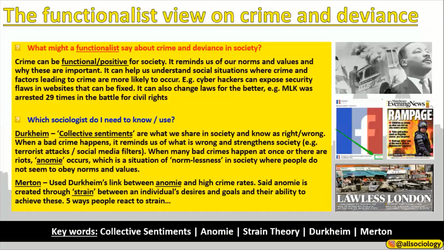Now we're going to move on to Merton. Robert Merton, a 20th century functionalist, used Durkheim's link between anomie and high crime rates and said that anomie, this time of normlessness when we have more crime, is created through what he calls strain. Strain for Merton is the gap that exists between an individual's desires and goals that they want to achieve and their likelihood or means of achieving those goals. It's the gap between something you want to happen and how you are going to make that thing happen.